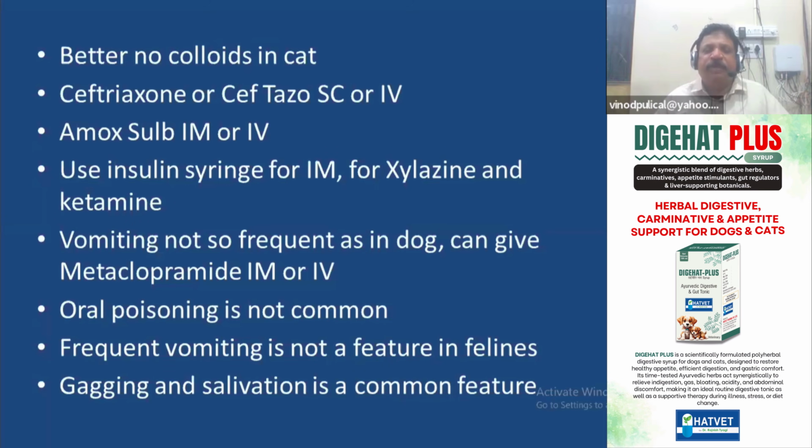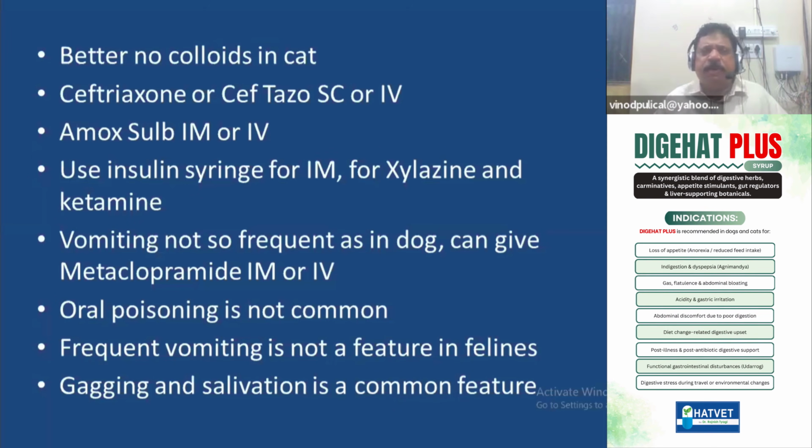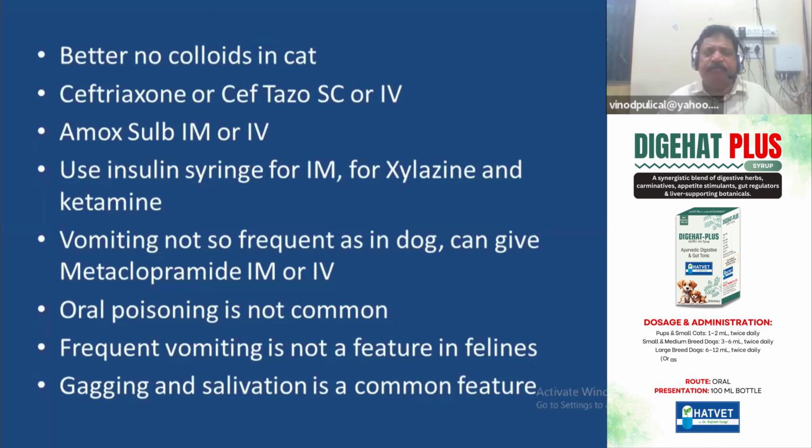Vomiting is not so frequent as in the dog. The cat will not vomit too much. It may vomit and reject the food, etc. Otherwise, it is not like the dog, which vomits all the time. We can give metoclopramide, IM or IV.